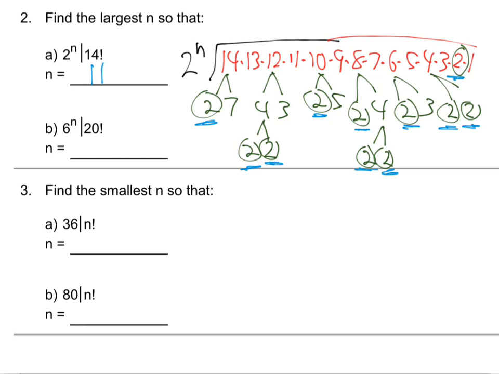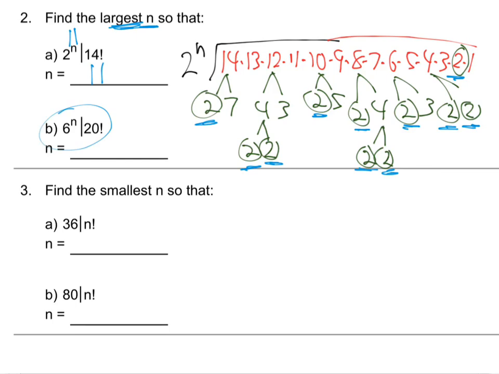So 11 is the biggest power you could put there and have it go in. If you tried to make it 12, 2 to the 12th would not go in because there's not twelve 2's in there. Getting the idea of divisibility? If it's in there, it goes in. So the biggest power, the largest n, is 11. Want to try B?